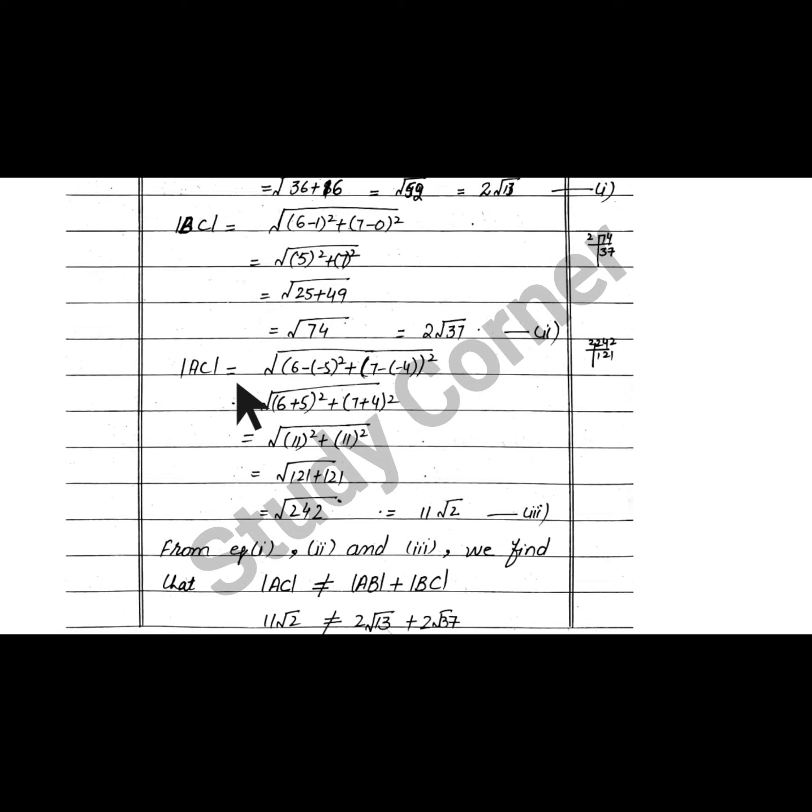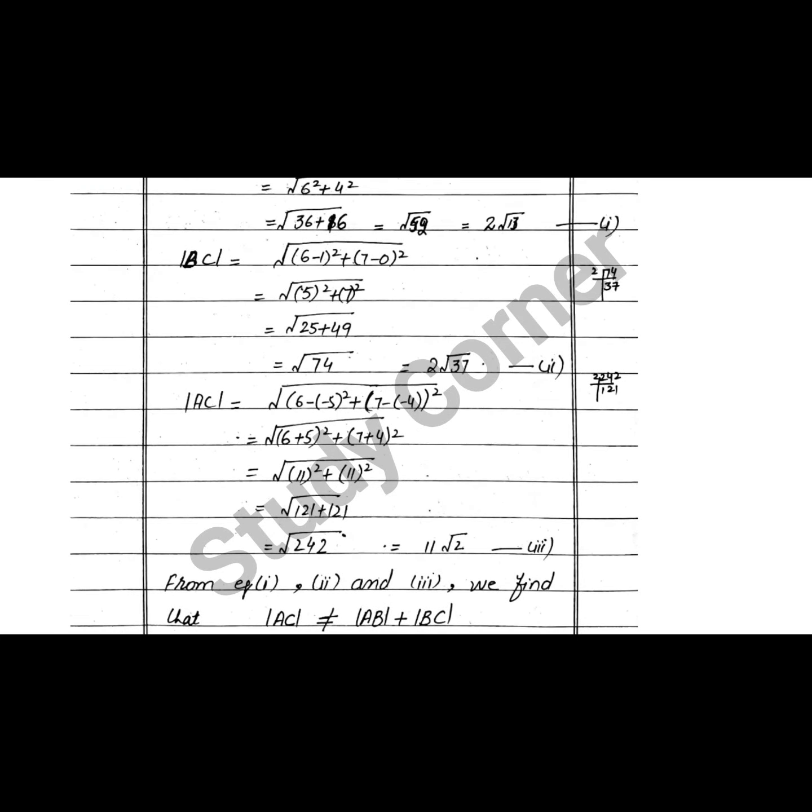Now the distance AC: that is (6 minus (-5)) whole square plus (7 minus (-4)) whole square, under the square root. The negative and negative become plus, so that is (6 plus 5) whole square and (7 plus 4) whole square. 6 plus 5 is 11, whole square, and 7 plus 4 is also 11, whole square. 11 square is 121, 11 square is 121. When we add these two values we get 242, and when we simplify that by prime factorization we get 11 times square root of 2.